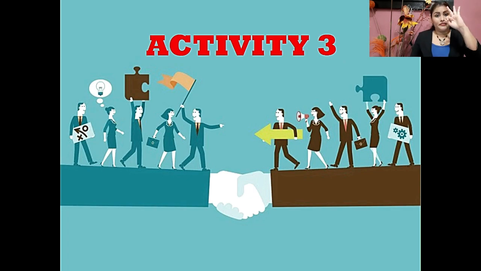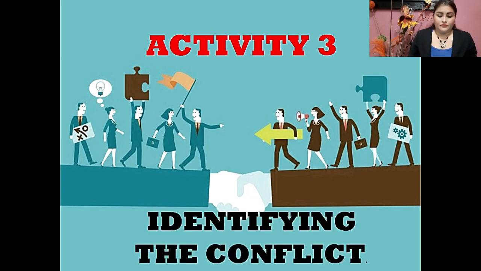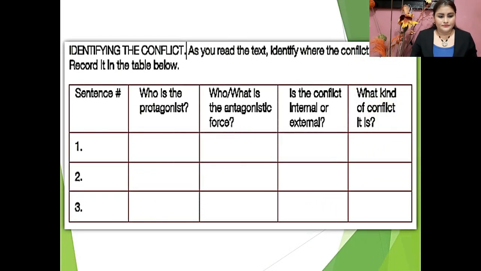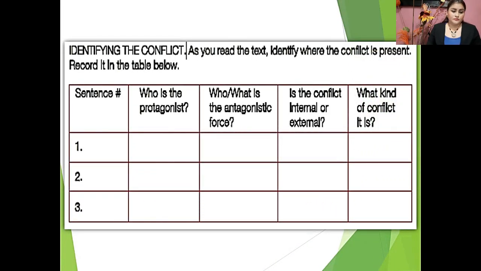Activity number three, you have to identify the conflicts. In the previous reading, you have to identify what are the conflicts in each sentence, yes? For example, like this. Pay attention. Identifying the conflict. As you read the text, identify where the conflict is present. Record it in the table below.